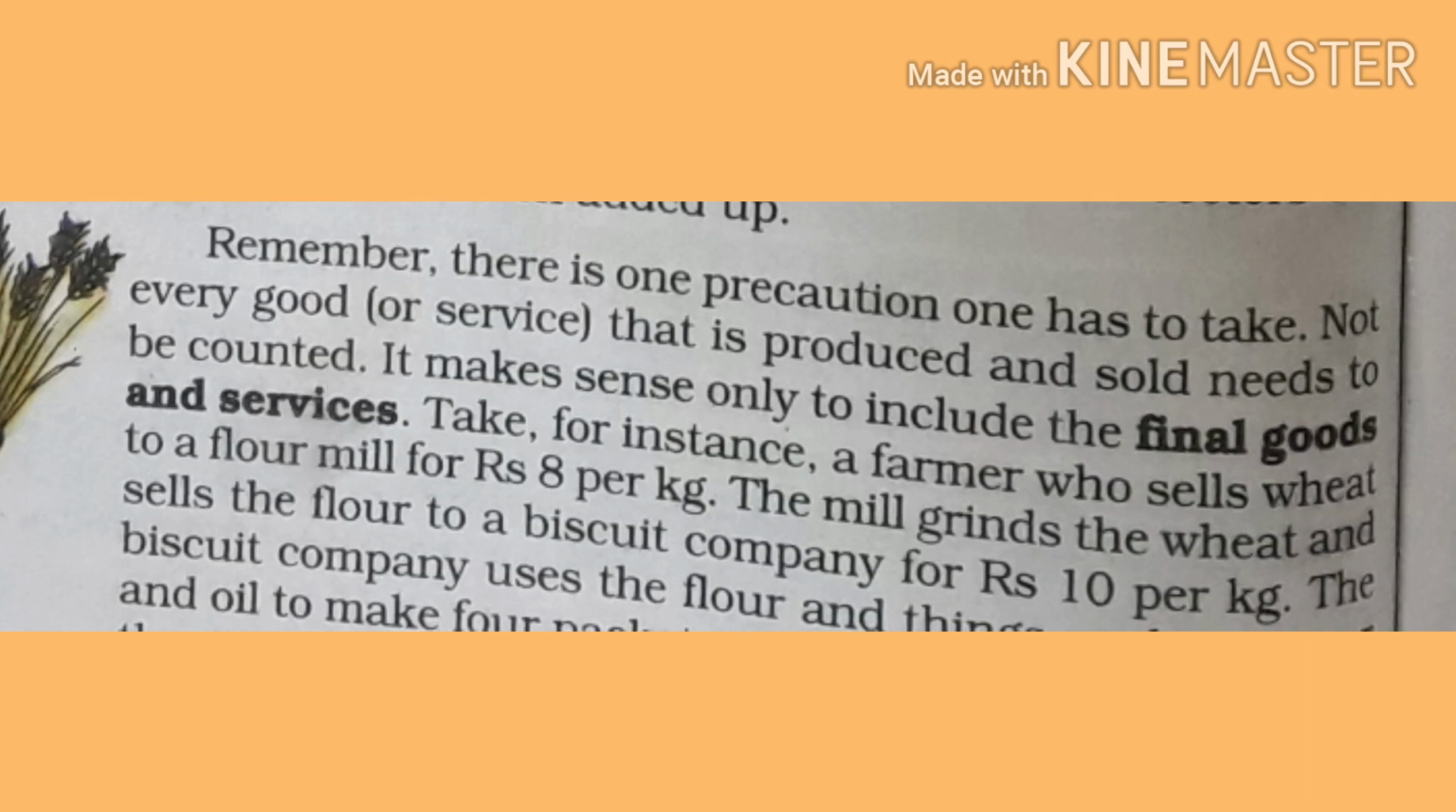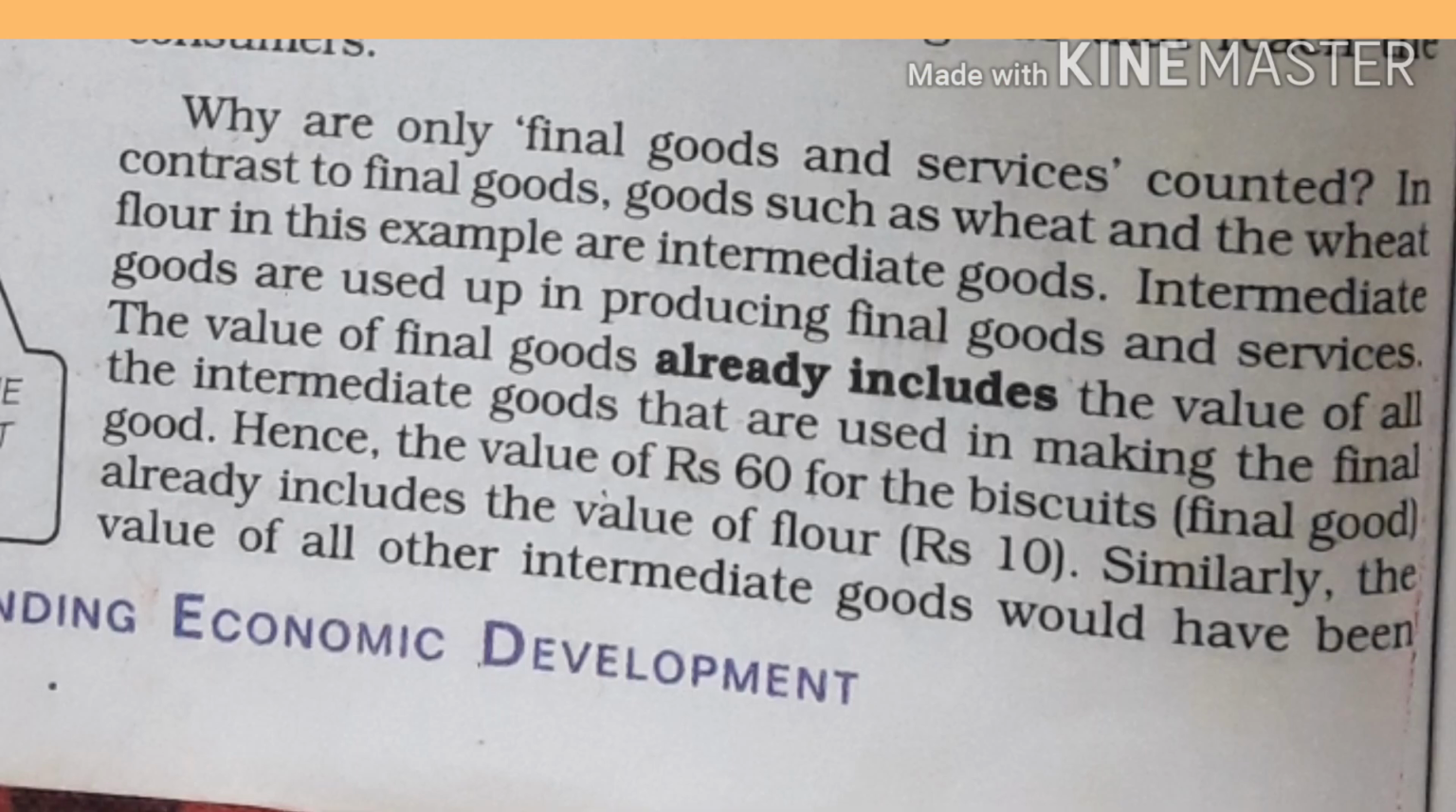Final goods and services. Why are only final goods and services counted? Because intermediate goods are used up in producing final goods and services. The value of final goods already includes the value of all intermediate goods that are used in making final goods.